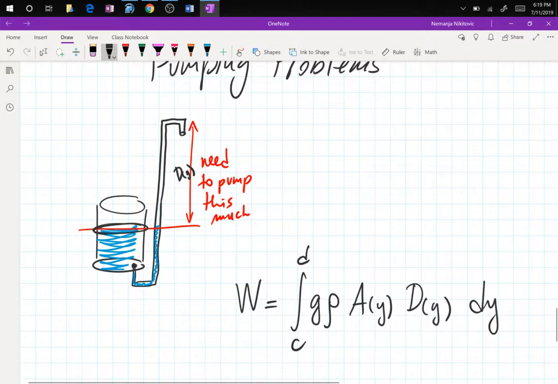So now the cone over here is different than the cylinder, because as this water is going down the cone, your cross-sectional area is a circle that is getting smaller and smaller as the water is going down.